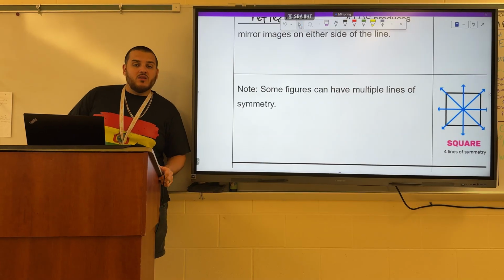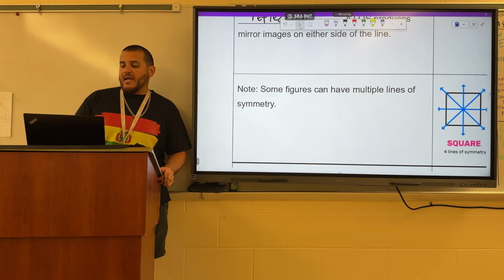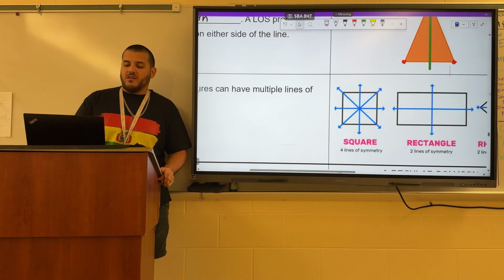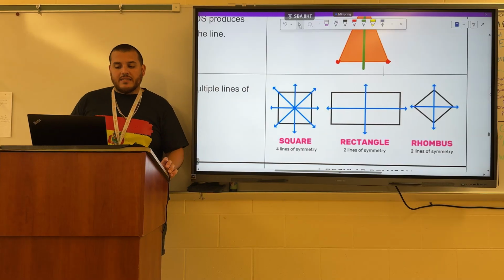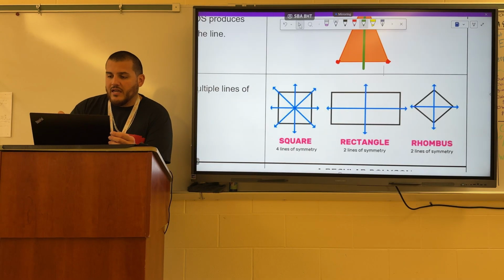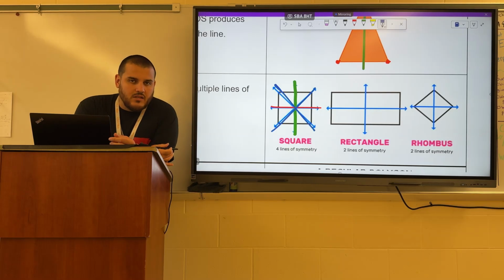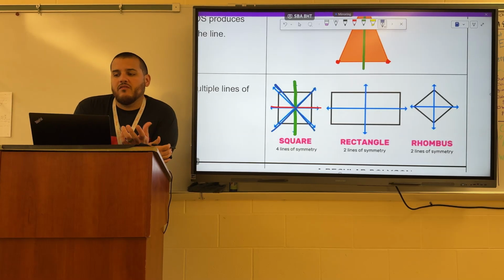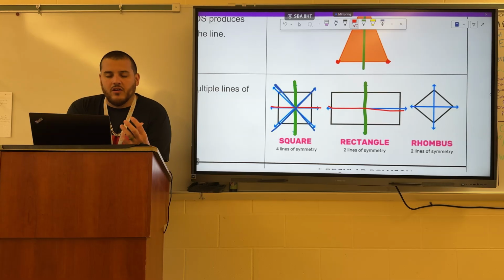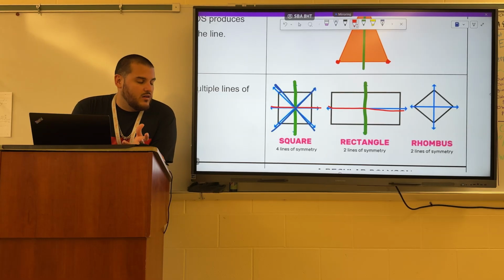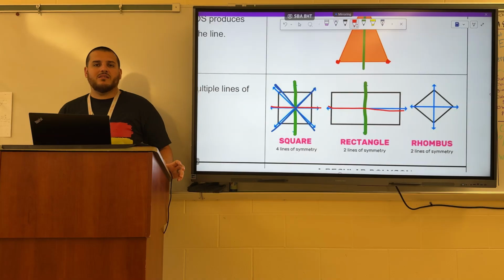A lot of figures that we deal with in geometry will have multiple lines of symmetry. Some of them are specific shapes that we learn about throughout the year. For example, a square with 4 congruent sides is going to have 4 different lines of symmetry. We can see the vertical one here, the horizontal one here, and then these 2 diagonal lines of symmetry. A rectangle, which does not have all 4 congruent sides, would have a different amount. We can see a vertical line and a horizontal line. Then we have other shapes, like the rhombus and so on, that can also have lines of reflection.